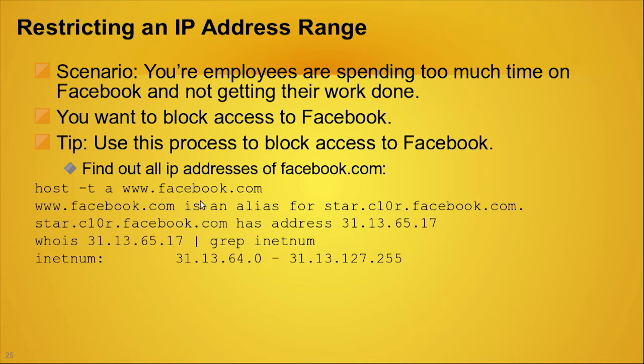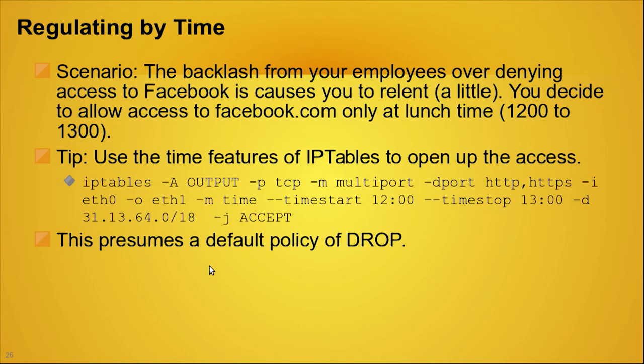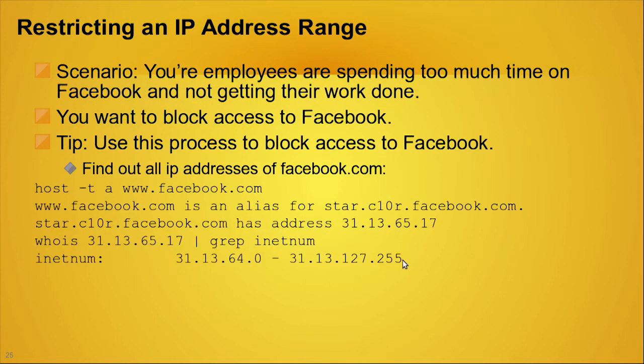So, it says that Facebook is an alias for star.cr10. So, it is an IP address of 31.13.65.17. Who is, so get inet num. Okay. So, it has a bunch of numbers. So, what you can do is, you can go ahead and block this whole set of stuff, and ensure that your Facebook is blocked for the organization.